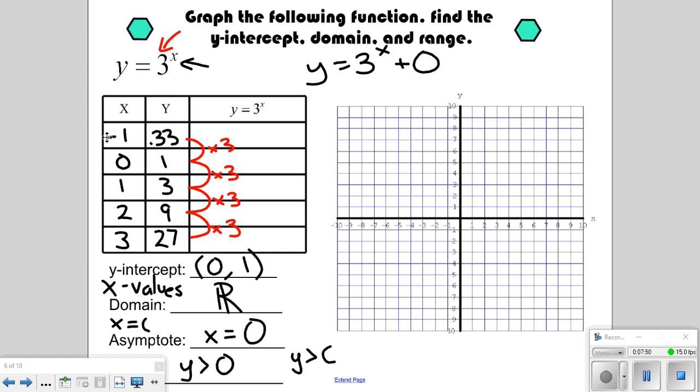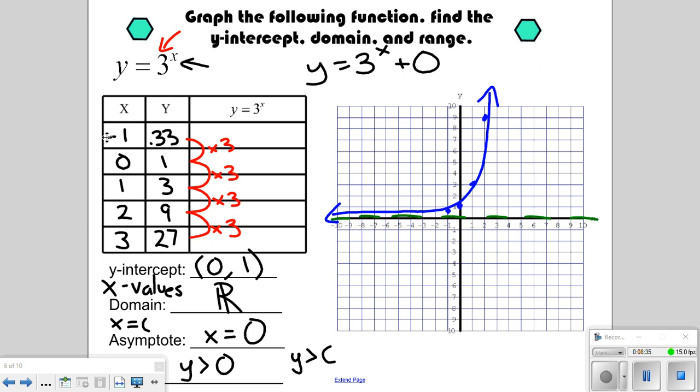Now, I'm going to do a quick graph here. All I'm going to do to graph this is simply plot the numbers that are on my table. Actually, I'm sorry, before I do that, I'm going to draw my asymptote in. So here I have y equals 0 as my asymptote. And now I'm going to plot those numbers from the table. So I have -1, 1/3; 0, 1; 1, 3; 2, 9; and 3, 27, which is way off my graph, so I don't have to graph that one. And then I simply draw my line. A huge key on this is to make sure your graph never touches your asymptote. It gets really close to it, but it does not touch it.